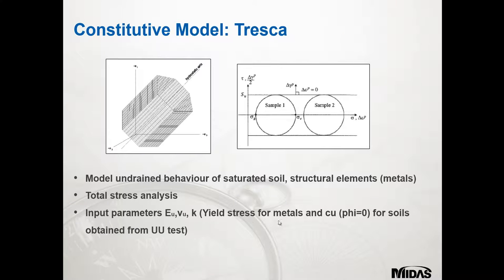So we're next going to concentrate on the Tresca model, which models the undrained behaviour of saturated soil, and the structural elements, i.e. the metals or any metals which make up the structure. The total stress analysis, and we also focus on the input parameters, which are the undrained stiffness, the undrained Poisson's ratio, and the undrained shear strength, indicated as EU, VU, and K. And we look at the yield stresses for metals and CU, or phi equals 0 for soils, which are obtained from the UU test.